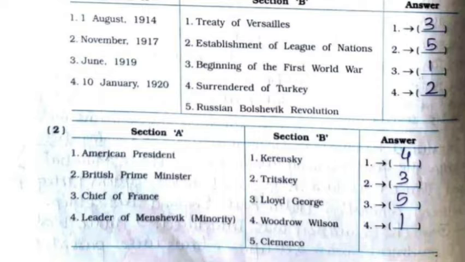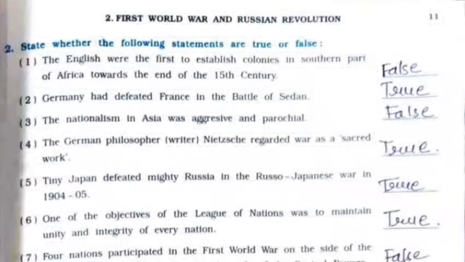Third, Chief of France, it's option number 5, Clemenceau. Fourth, Leader of Menshevik, that is minority, it's option number 1, Kerensky. Now we'll continue with question number 2, that is true or false.